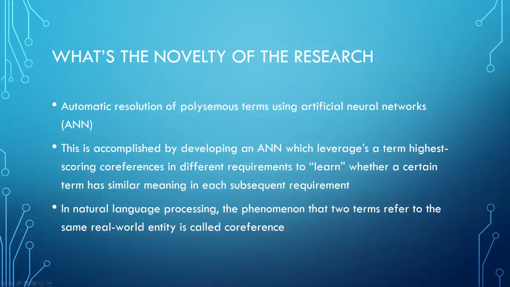Next, we'll discuss the novelty of this research. This research presents a novel method based on artificial neural networks to enhance the capability of automatically resolving polysemous terms. The core idea is to build an artificial neural network model which leverages a term's highest scoring coreferences in different requirements to learn whether this term has the same meaning in those requirements.